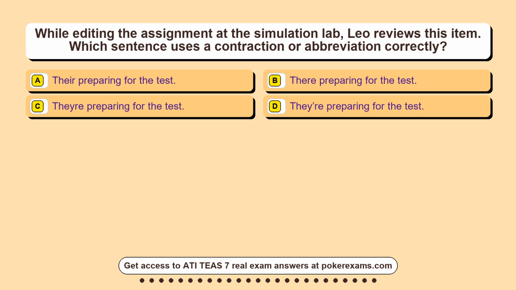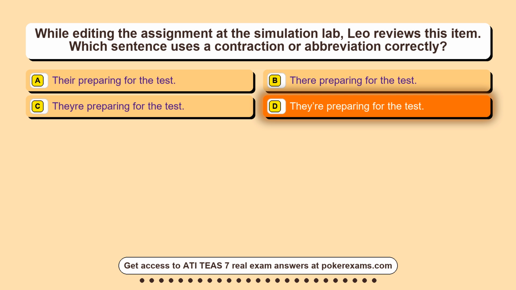Question 10. While editing the assignment at the simulation lab, Leo reviews this item. Which sentence uses a contraction or abbreviation correctly? Option A. They're preparing for the test. Option B. They're preparing for the test. Option C. They're preparing for the test. Option D. They're preparing for the test.